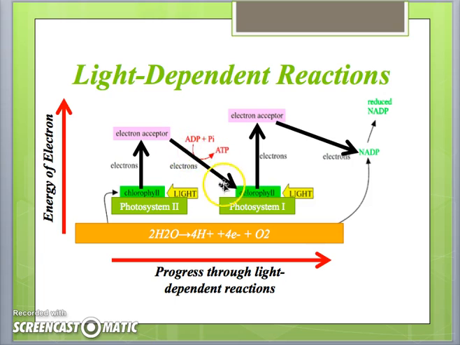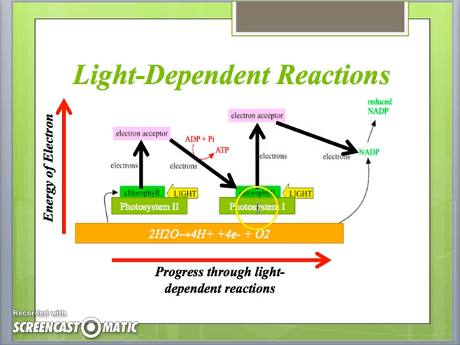Photophosphorylation. That's what happens when the ATP is made in this part of the diagram here. The electrons lost by photosystem 2 are accepted by another chlorophyll molecule in photosystem 1 right here, which had also been hit by sunlight and lost electrons to a different acceptor. The electrons from the chlorophyll molecules again enter the electron transport chain right here.